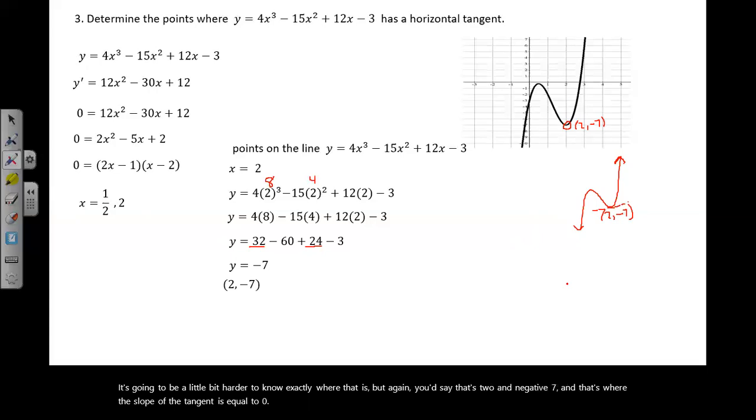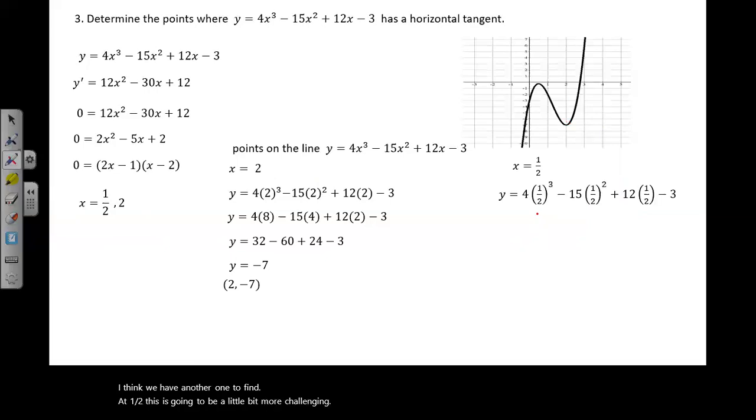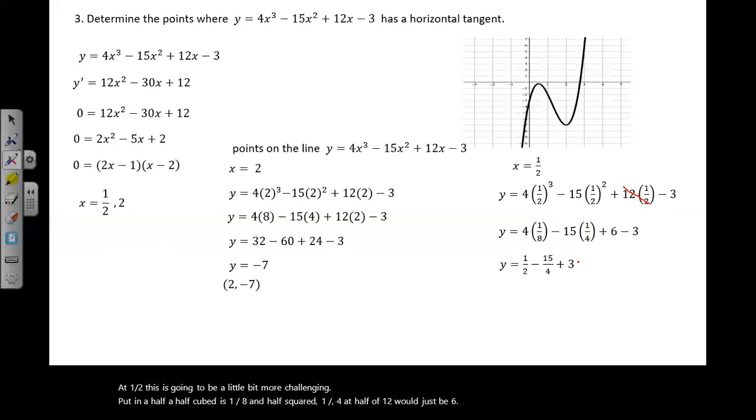I think we have another one to find. At a half, this is going to be a little bit more challenging. Put in a half. A half cubed is 1 over 8. A half squared, 1 over 4. A half of 12 would just be 6. We can reduce those and just get a half. And we can combine these and just get 3.